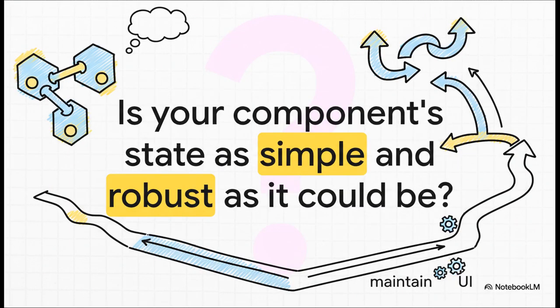So here's my challenge to you. The next time you're building a React component or even looking at an old one, just pause for a second and ask yourself this question. Is my component state as simple and robust as it could possibly be? By really thinking declaratively, by carefully modeling out your states to avoid those impossible situations, and by choosing the right tool for the job, whether it's useState or useReducer, you can build UIs that aren't just powerful, but are also predictable and honestly a real joy to work with and maintain.